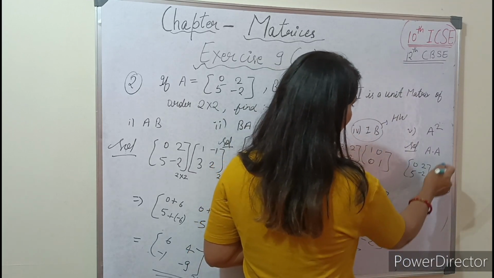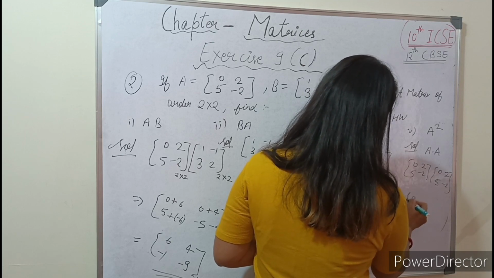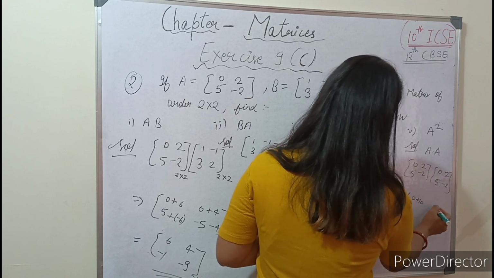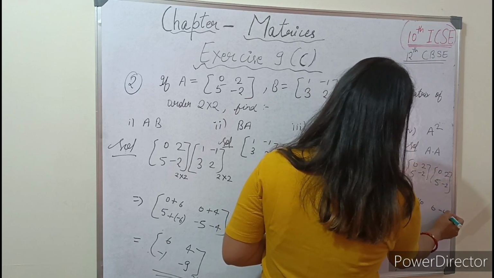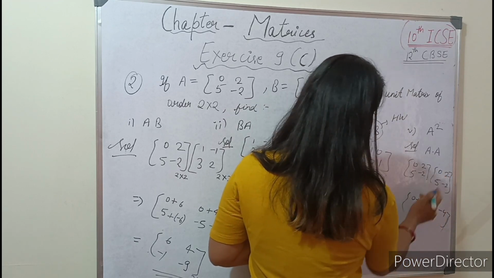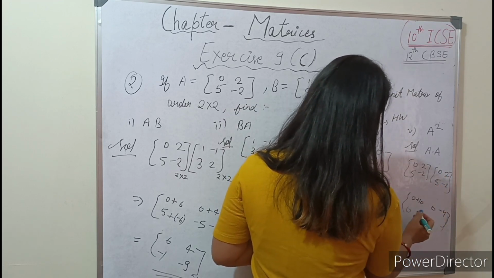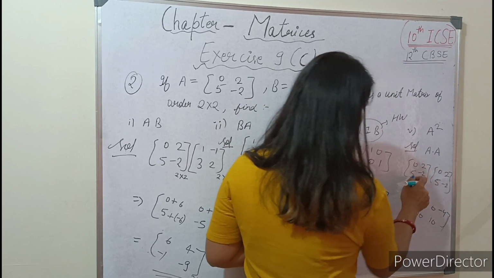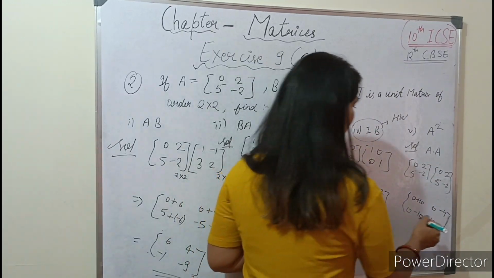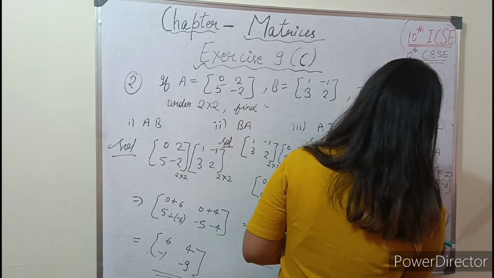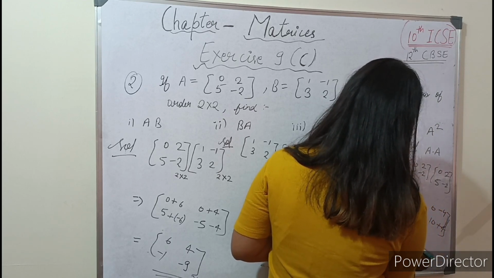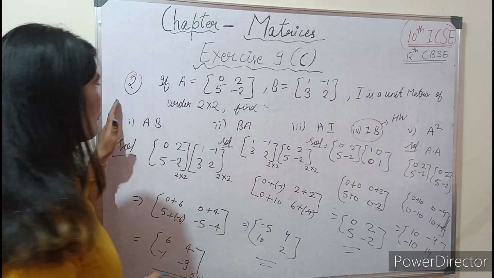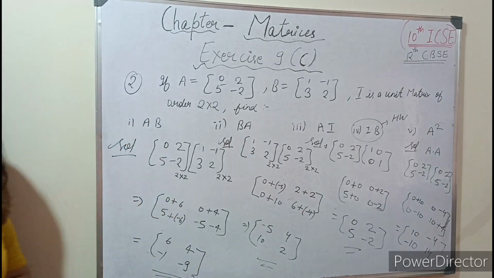Now again row multiply by column. So 0 into 0 is 0, and 2 into 5 is 10. 0 into 2 is 0, and 2 into minus 2 is minus 4. Now 5 into 0 is 0, minus 2 into 5 is minus 10. Same way 5 into 2 is 10, and minus 2 multiplied by minus 2 is plus 4. So your answer is, this is 10, this is minus 10, this is minus 4, this is 14. This is your answer. This is question number 2, all the parts, so please have a look.